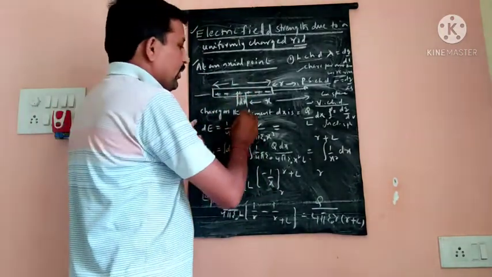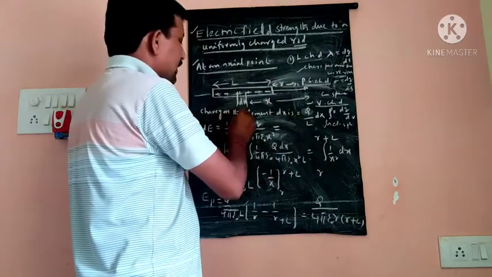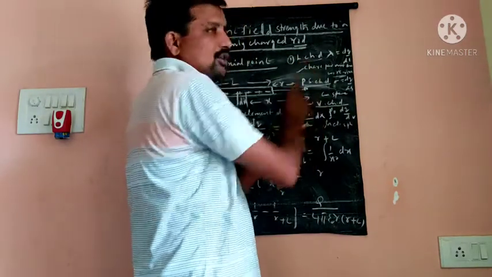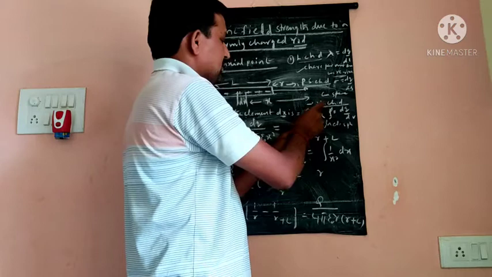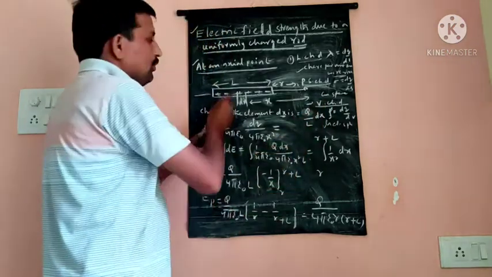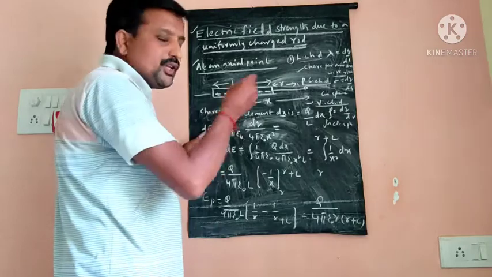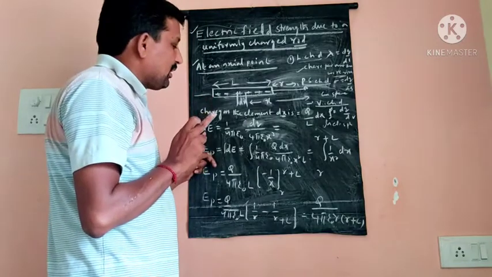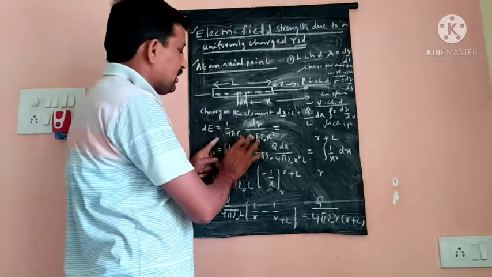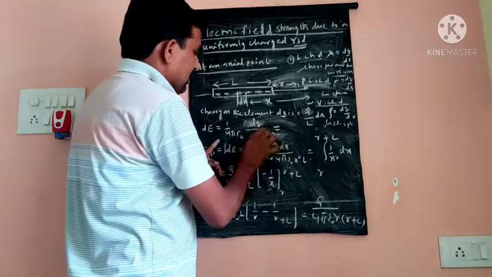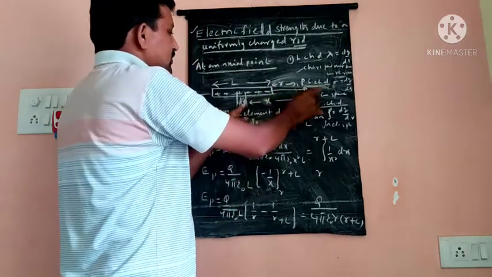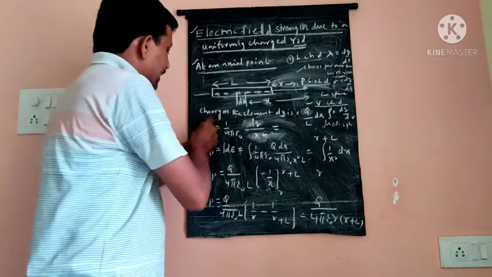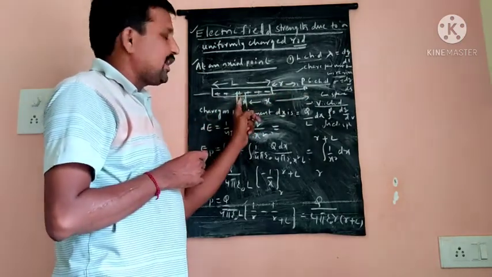The charge located on the element dx is (q by L) dx. This is the linear charge density times dx. We know that the electric field due to a point charge at P is E equal to 1 by 4 pi epsilon naught times dq by distance square. Here the distance from dx to P is x, so dE equals 1 by 4 pi epsilon naught dq by x square. This is the electric field intensity due to the point element dx.